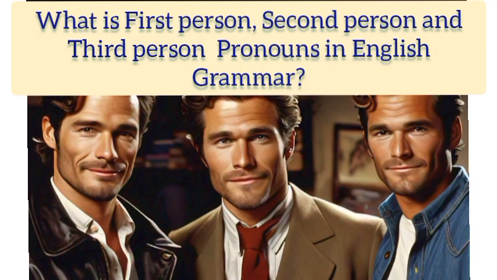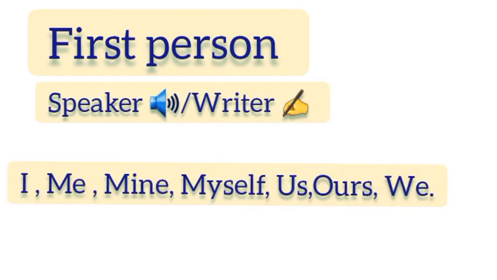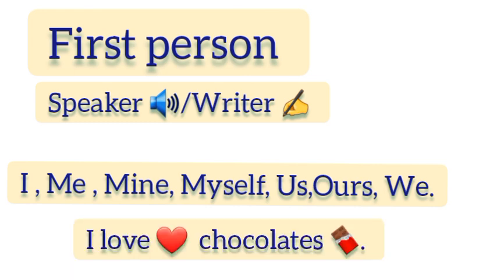What are first person, second person, and third person pronouns in English grammar? In this video, we are going to study all these with examples. First person refers to the speaker or writer. For example, me, mine, myself, us, ours, we. Let us see some examples for better understanding. "I love chocolates" is the example of first person.